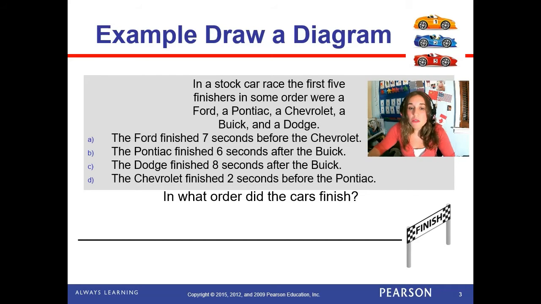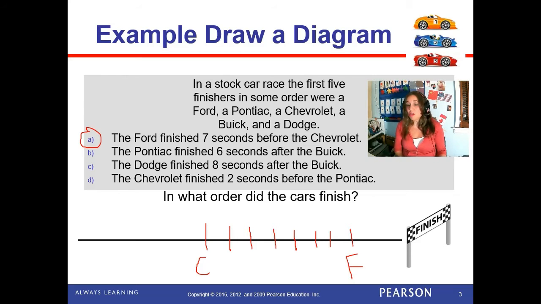So to start with my first clue here, the Ford finished 7 seconds before the Chevy. So I'm going to place my Chevy, and then I know that the Ford finished 7 seconds before the Chevy. So I'm going to jump 7: 1, 2, 3, 4, 5, 6, 7. The Ford's going to be closer to the finish line, 7 seconds closer in fact, because the Ford finished 7 seconds before the Chevy. So now I need to go through my clues and find another clue that involves either the Chevy or the Ford, because they've already been placed.